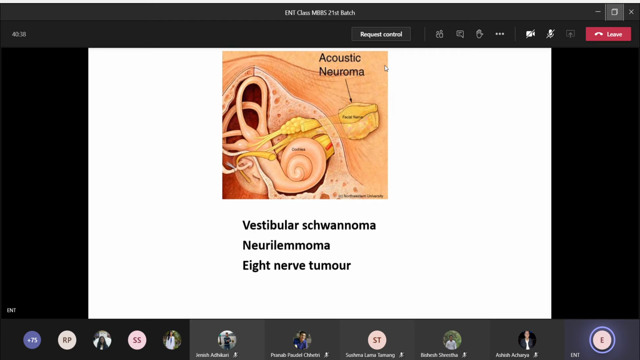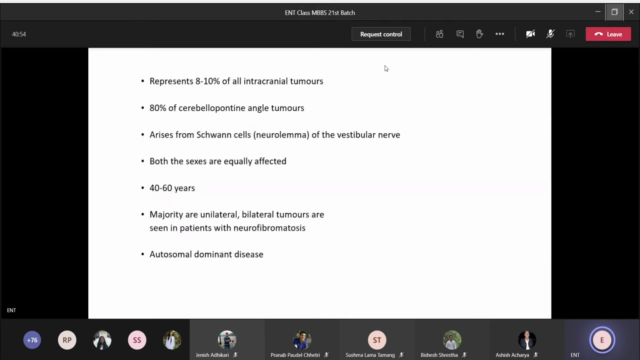This tumor represents around 8 to 10% of all intracranial tumors, and 80% of them appear at the cerebellopontine angle, though there are other differential diagnoses for cerebellopontine angle tumor, including congenital cholesteatoma. But this tumor is 80% in that area, and it arises from the Schwann cells. Sexes are equally affected, and the age is 40 to 60 years.